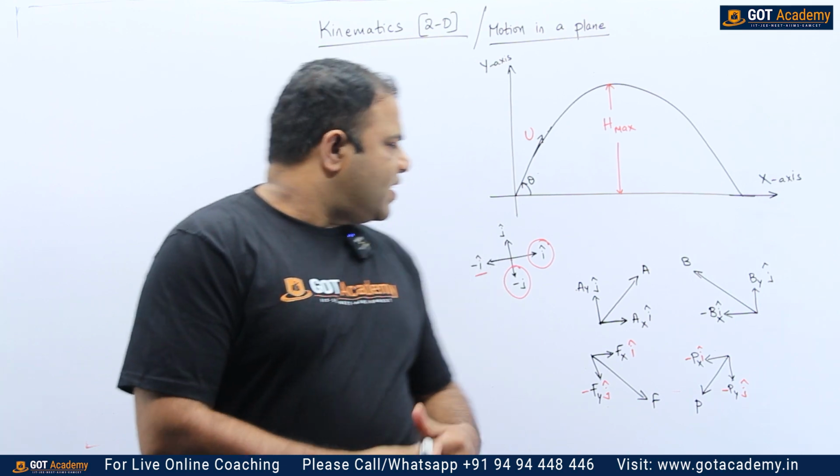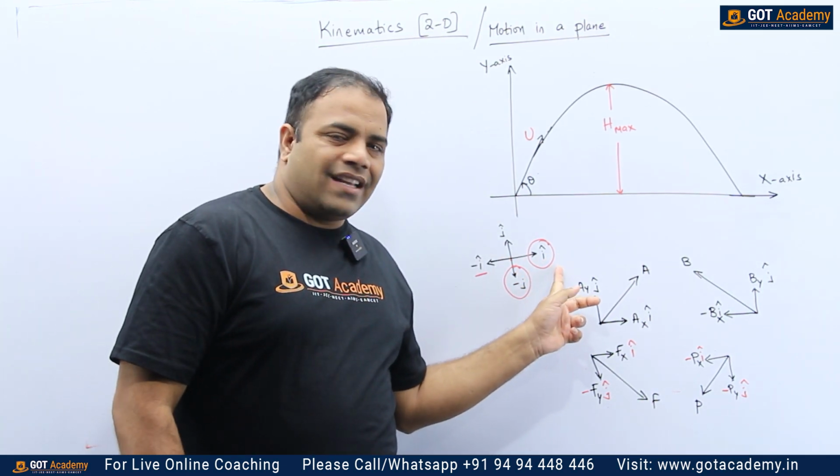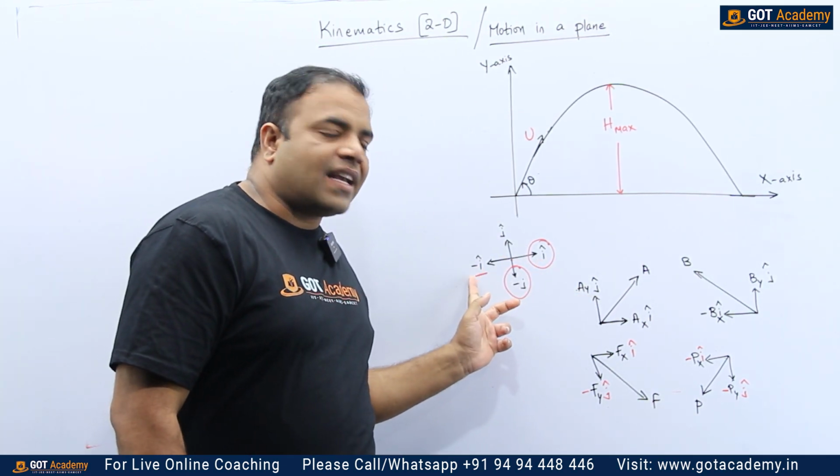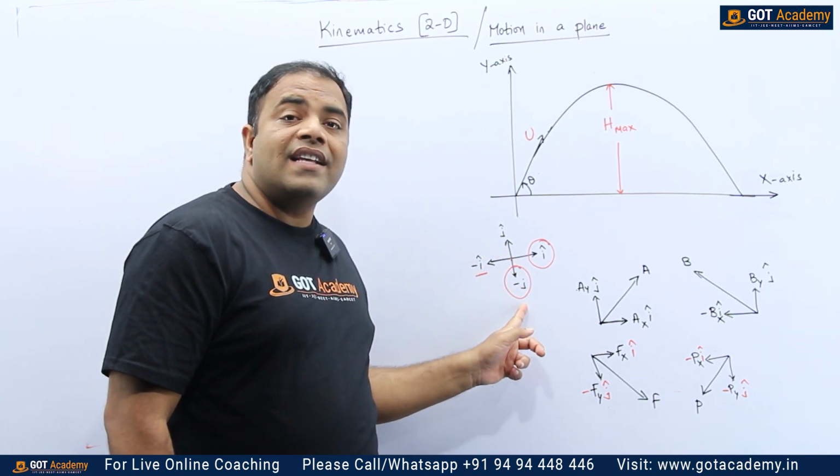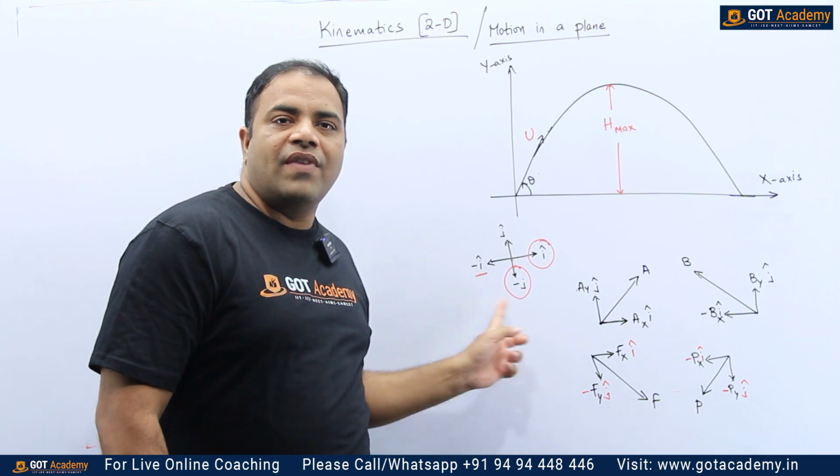Understood? So, if it is towards positive x-axis, it is i. Negative x-axis, it is minus i. Positive y-axis is j. Negative y-axis it is minus j. So these things you have to be very clear.